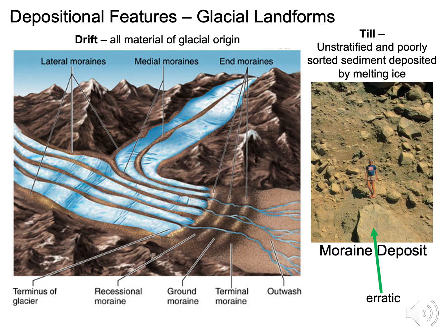The material that's deposited in a moraine is referred to as glacial till, or sometimes just as till. Till is unstratified and poorly sorted sediment that's deposited by melting ice as a glacier retreats. We can take a look at the image on the screen to get a better sense of what glacial till looks like. What I want you to notice is that glacial till is going to be very poorly sorted.